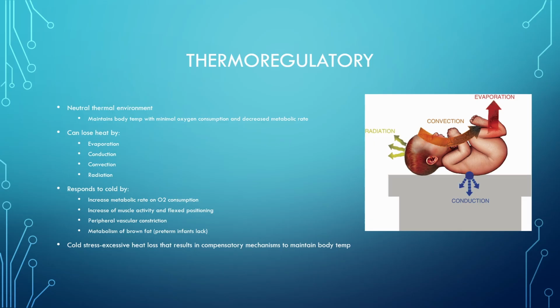Infants can lose heat in a couple of different ways. We have evaporation, conduction, convection, and radiation. And the definitions for those are all listed in your book.